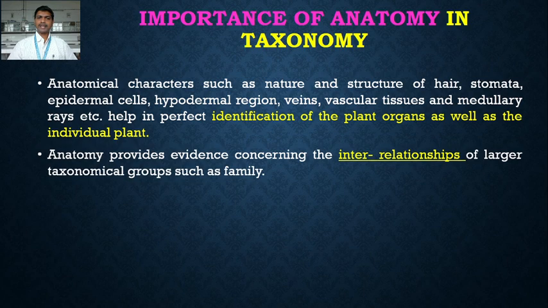Anatomy provides evidence concerning the interrelationships of larger taxonomical groups such as family. So to interpret the relations among the larger taxonomic groups such as the family, anatomy provides the evidence. Anatomy is concerned with providing evidence regarding the interrelationships of larger taxonomic groups such as the family.